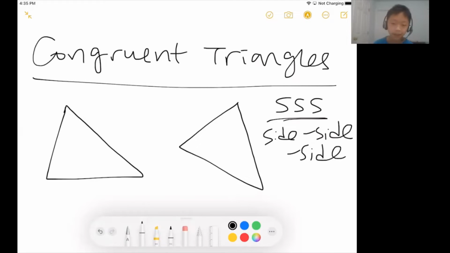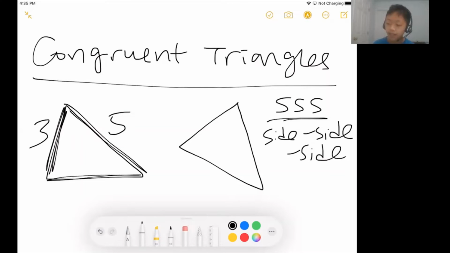So what this means is if you have two triangles and you know all 3 of the sides are the same, for example, let's say you know this side has length 3, and another side has length 5, and maybe this side has length 6. And let's say in the other triangle, you also know that the side lengths are 3, 5, and 6. Then we can say by side, side, side congruence, so SSS congruence, that these two triangles are congruent because they have all 3 of the side lengths the same. So that's basically SSS congruence. That's probably the most intuitive type of congruence.